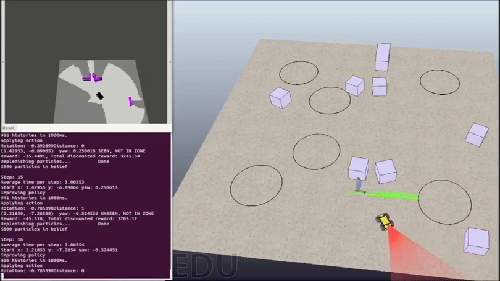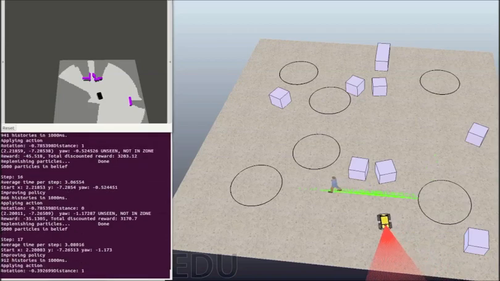Here the robot appears to be taking a longer turn than necessary. However, this actually allows it to have a wider view of the two zones on the left later.